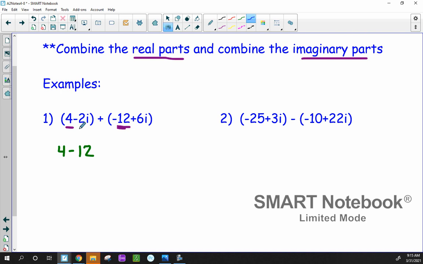Then you're going to look for the imaginary parts. In the first complex number, it's negative 2i. In the second complex number, it's positive 6i. Again, because it's addition, you don't have to change any of these signs. So as you bring it down in the next step, you're just going to write negative 2i and a positive 6i, just side by side.